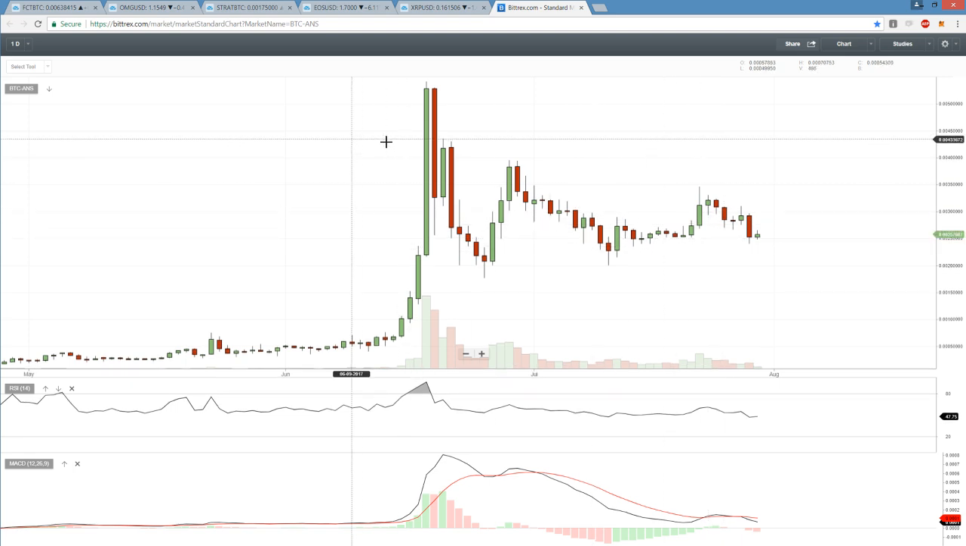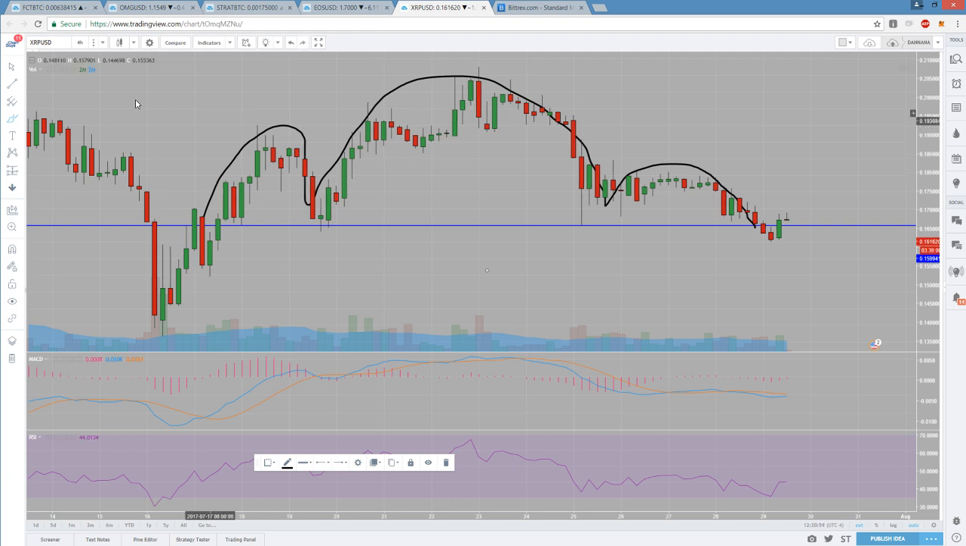So most drawn out pattern is ANS. It will be the clearest break sometime. It could play for another couple of weeks in terms of tightening, but again, August 1st may be that catalyst for a break. XRP is the weakest that we've looked at.